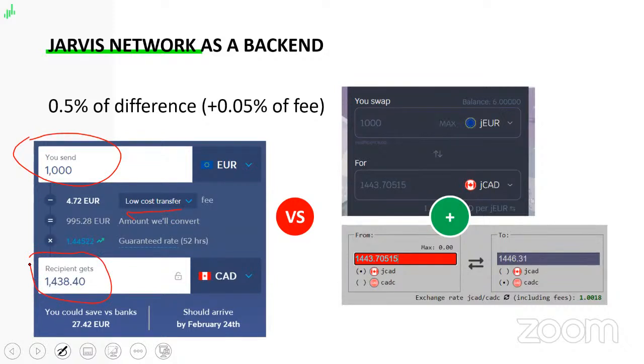Let's do the same thing on Polygon this time. 1,000 JEuro, you got 1,443, and 1,443 got you 1,446. Then you have to pay 0.05% of fee to Paytree in order to go from CAD-C to Canadian dollar, which makes a difference of 0.45% compared to Wise. So we can do, again, euro to Canada at a lower price than Wise itself.